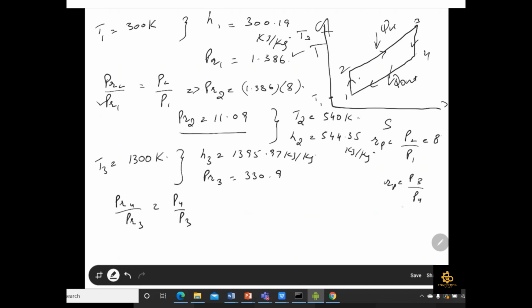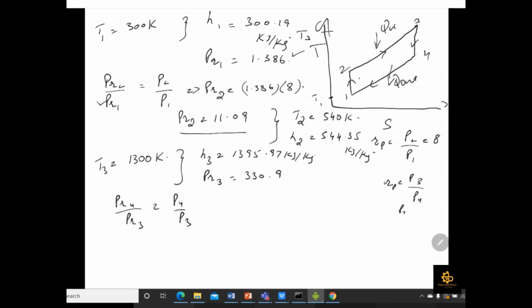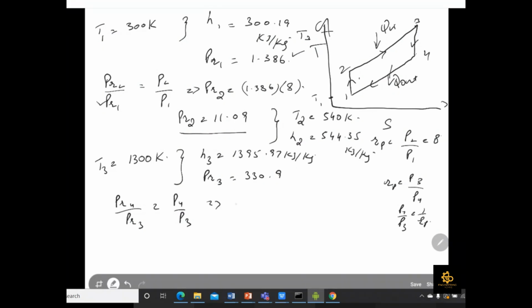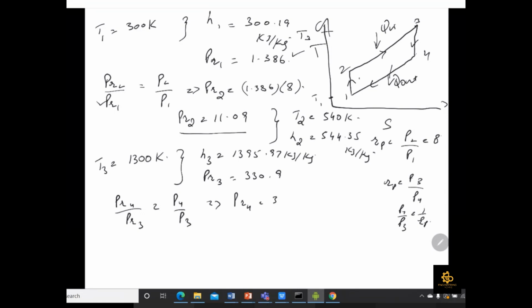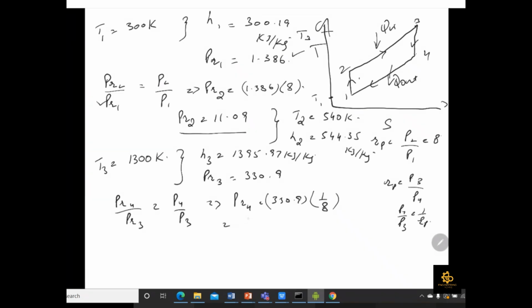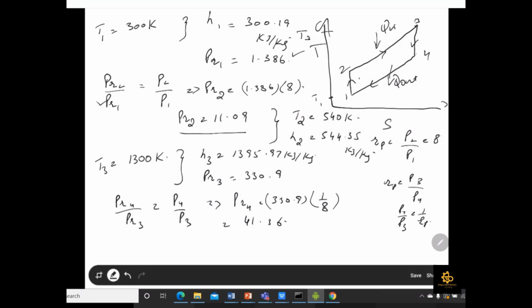So P4 over P3 is equal to 1 over Rp, so 1 over 8. So the PR4 value is the PR3 value, 330.9, times 1 over 8, which is the inverse of your pressure ratio. If we find the value of PR4, it will be 41.36.